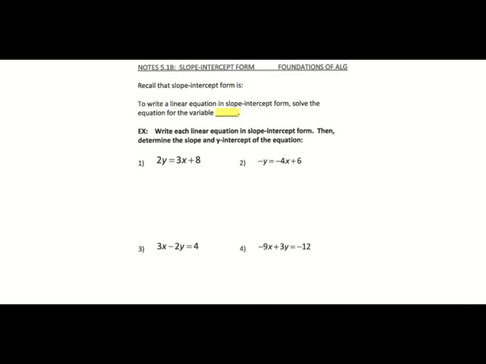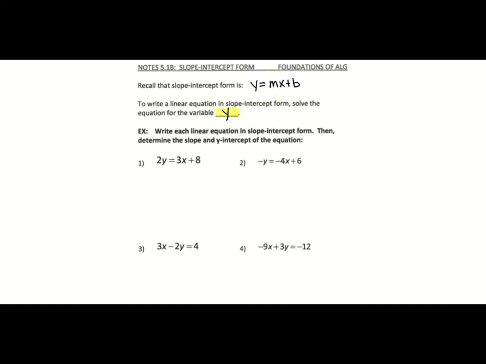In this section, we're going to continue with our slope-intercept form, and remember that slope-intercept form is y equals mx plus b. Now, to write a linear equation in slope-intercept form, we always want to solve the equation for the variable y. We always want y by itself. So what we're going to do in our next 6 examples is practice rearranging our equations so that we get y by itself and y is in that slope-intercept form of y equals mx plus b.